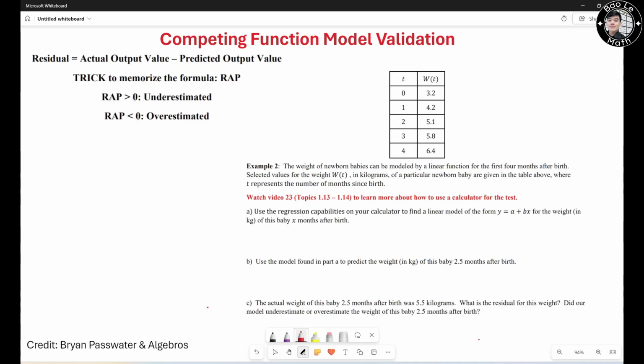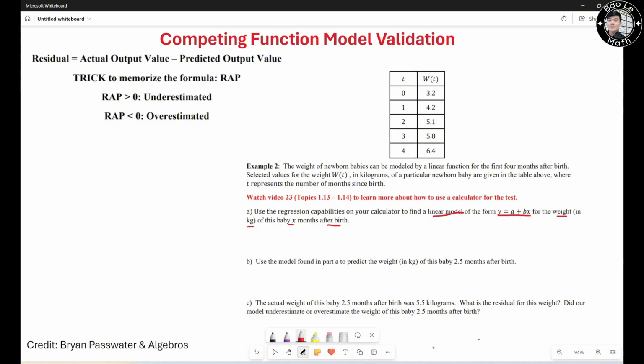Now let's move on to the next example. Given the table like this, for question number 1, we need to use the regression capabilities on your calculator to find a linear model in the form y equals a plus b s, where s is the months after birth. Weight is going to be in kilograms.